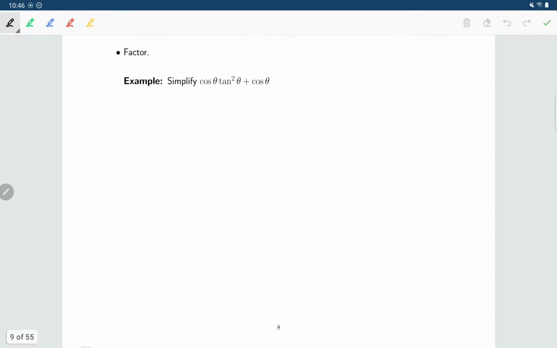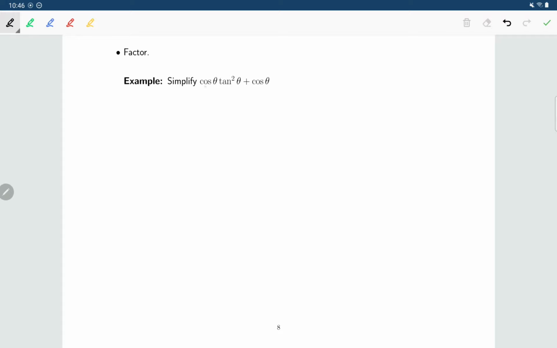Maybe we might need to factor and perhaps apply some other identities. If you're looking at this expression, you could think about a bunch of different things. Maybe you might decide to turn tangent squared into sine squared over cosine squared. That's a possible way to approach things. Maybe you might decide instead to replace tangent squared with secant squared minus 1 using one of those Pythagorean identities. That's another approach you might take.